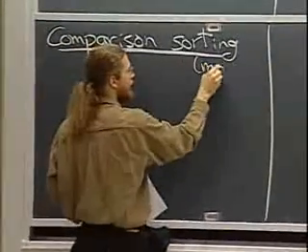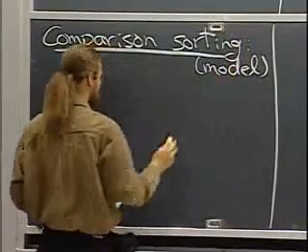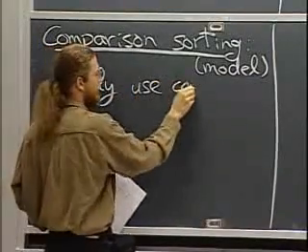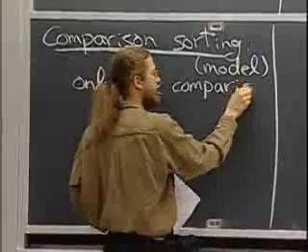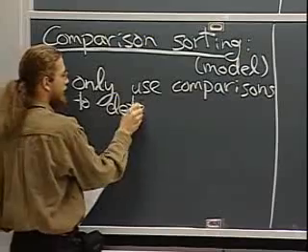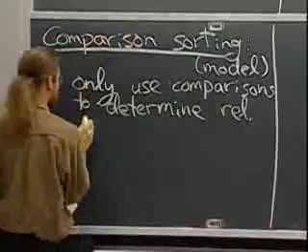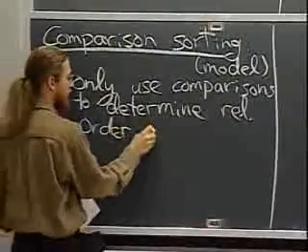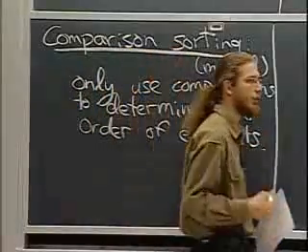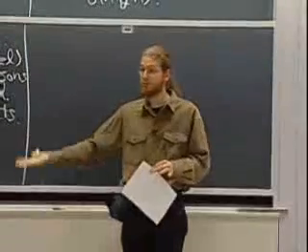And this is a model for the sorting problem, what you're allowed to do. So here, all you can do is use comparisons, meaning less than, greater than, less than or equal to, greater than or equal to, equals, to determine the relative order of elements. This is a restriction on algorithms. It's in some sense stating what kinds of elements we're dealing with. They're elements that we can somehow compare. They have a total order. Some are less, some are bigger.